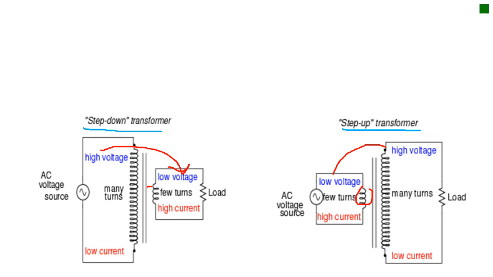In a step-down transformer, you go from low current to high current. Okay, so that's a little counterintuitive. And in a step-up transformer, you go from an area of high current to the other side of the transformer, low current.